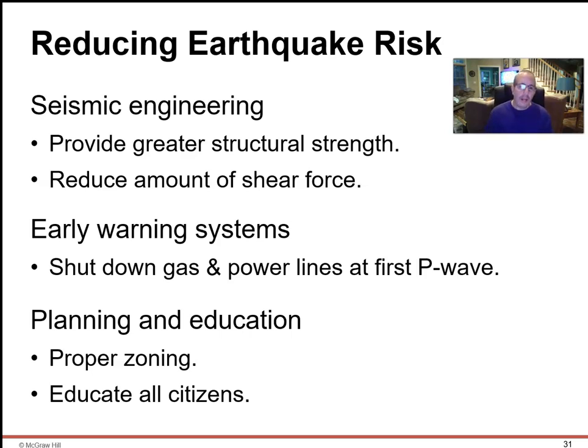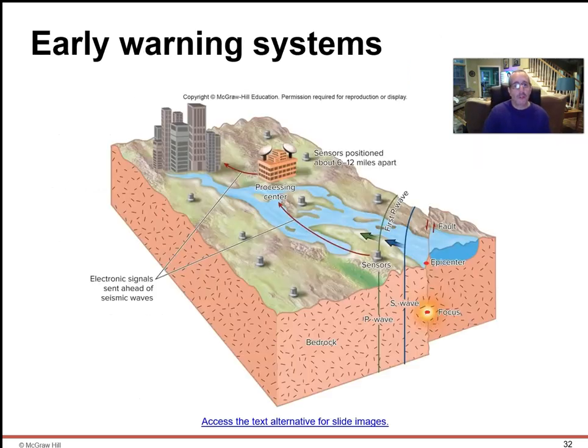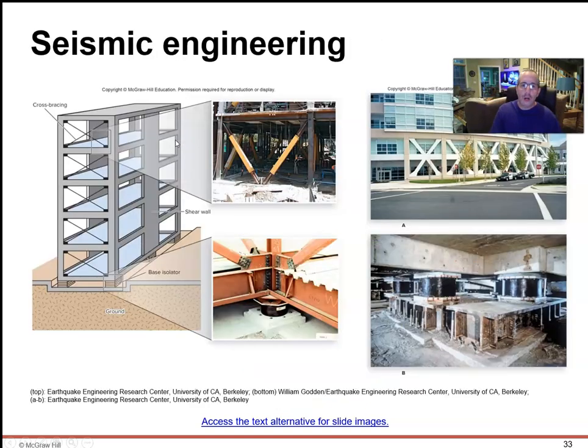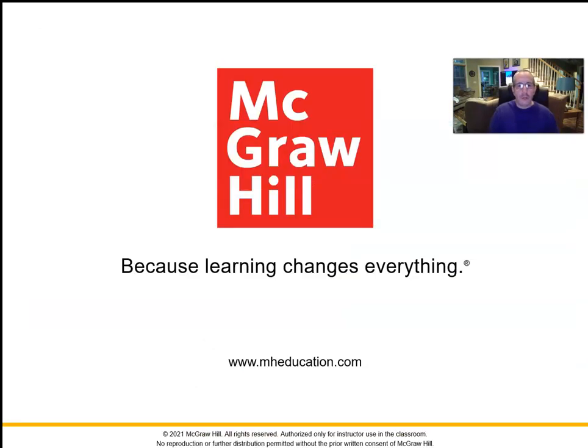And then planning and education, just simple education to citizens and proper zoning laws to maybe stay away from certain areas that are really, really susceptible to damage. So again, the early warning systems, if we can detect these P waves from these sensors, we might be able to cut off gas and electric up here before the actual earthquake waves hit. The engineering, you see these in your textbook, and that's the conclusion of this lesson.